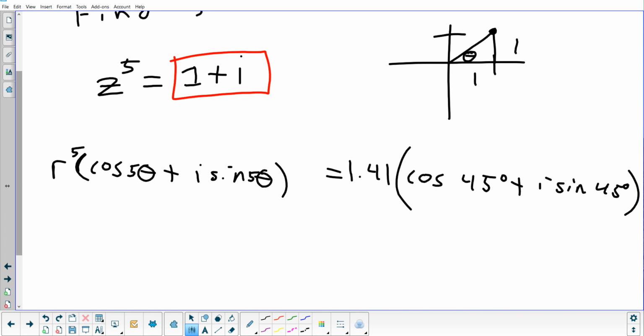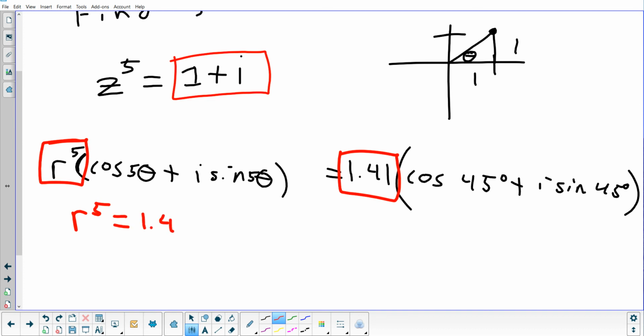Now, how many variables do I have on the left to solve for? Yep. 2. I have a radius on the left, and I need to set that equal to my radius on the right. So r to the 5th equals 1.41. What's my angle that's on the left? Yep. 5 theta. And what's my angle that's on the right?